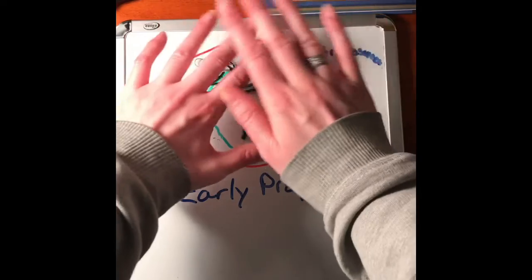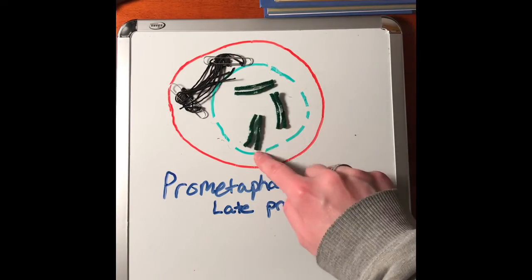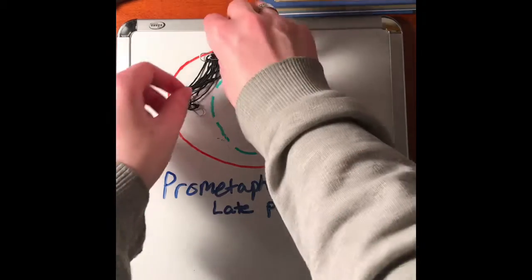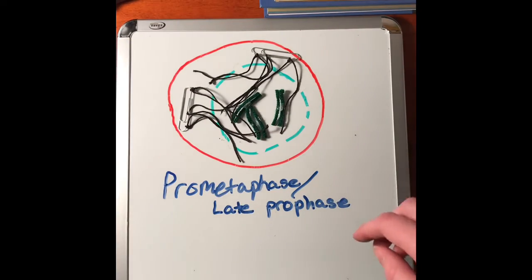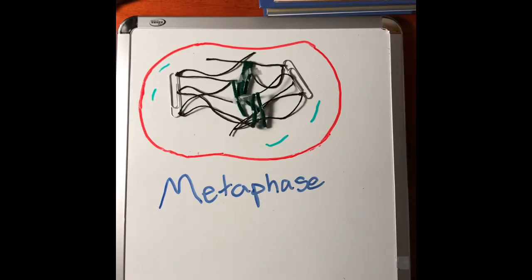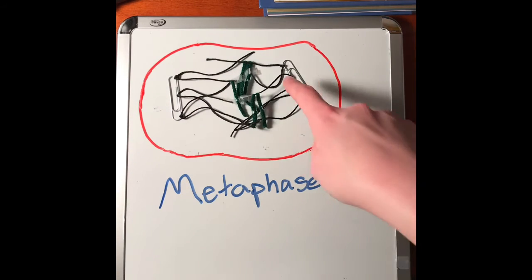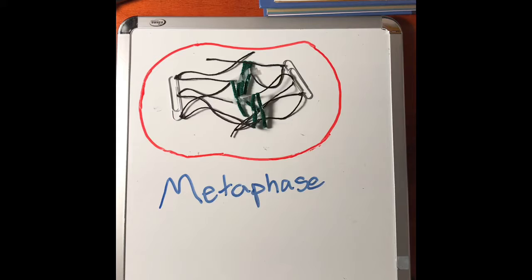In prometaphase, or late prophase, the nuclear envelope begins to break down. The chromosomes finish condensing, and the mitotic spindles grow more and begin to grab onto the chromatids. Next comes metaphase. During this phase, the spindle has gotten hold of the chromosomes and has aligned them along what is called the metaphase plate. This plate doesn't actually exist, but rather is a term to describe the plane where the chromosomes line up.